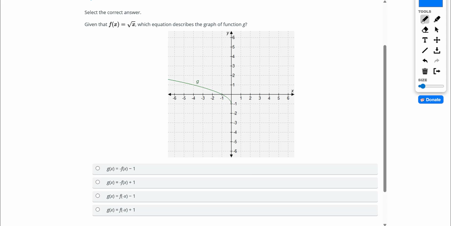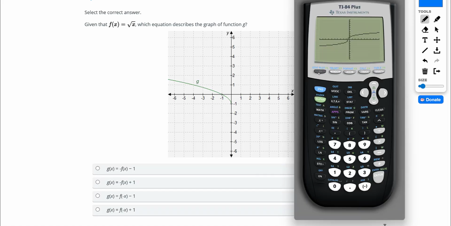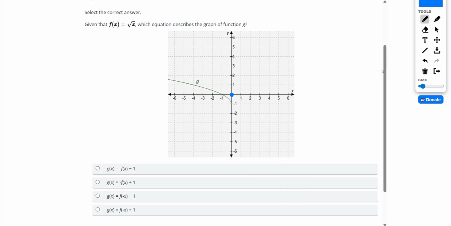Question 10, given that f of x equals the square root of x, which equation describes the graph of function g? So if you don't know what the square root of x looks like, I would encourage you to type that in first and graph it. At this point, you've probably seen that one enough where you know the basic shape of this graph. So it looks something like that.